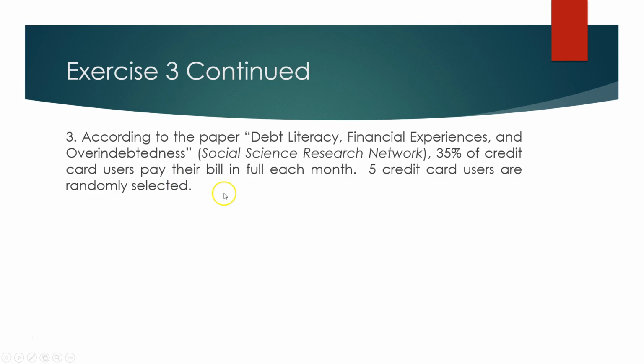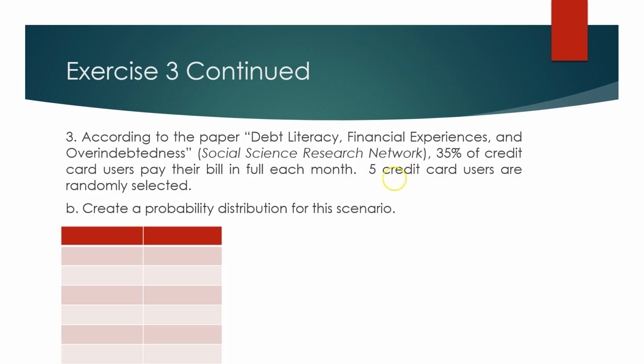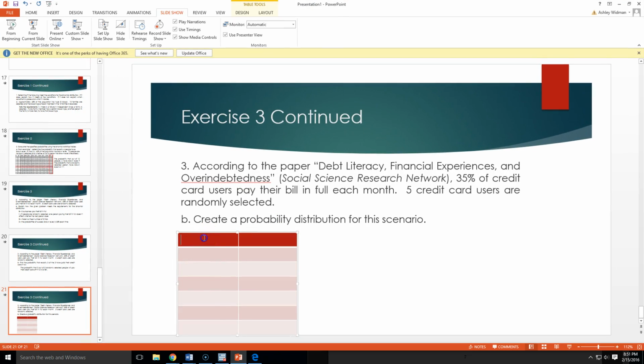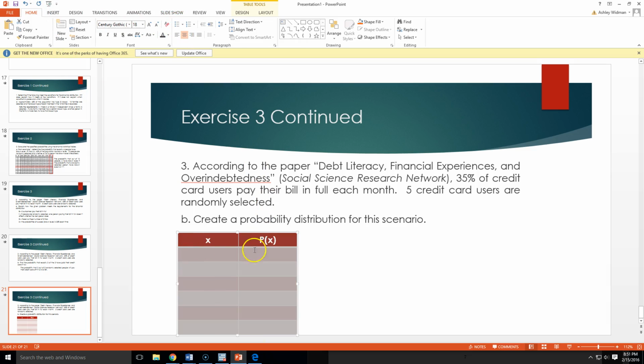So the last question says, create a probability distribution for this scenario. This scenario is 5 credit card users being selected. A probability distribution has every single option that you can get. I actually didn't fill this in because I wanted us to make this together. So we have 2 columns here. We have X and the probability that X happens. I'm going to center all this just for visual appeal.